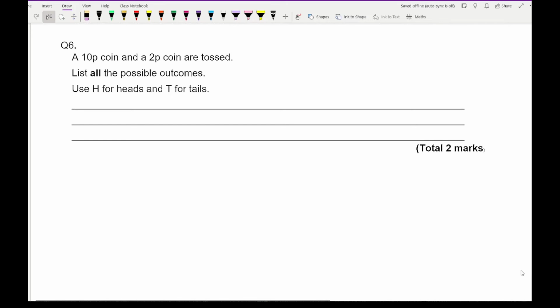Then looking at example 6, it says that a 10p coin and a 2p coin are tossed. List all the possible outcomes. Use H for heads and T for tails.